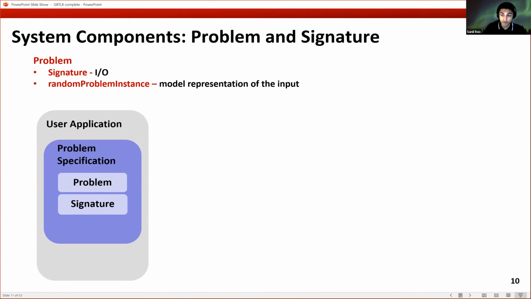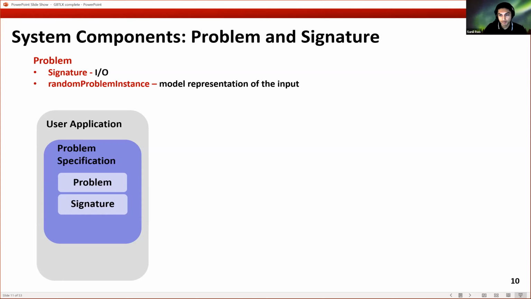This class is also responsible for instantiating the random problem instance function. The purpose of this function is to create a smaller model representation of the input data set that the user is targeting. This method is used specifically for trace file generation to capture the application's operations quickly and correctly without running the actual data set, as that might be too large to do in a reasonable amount of time.